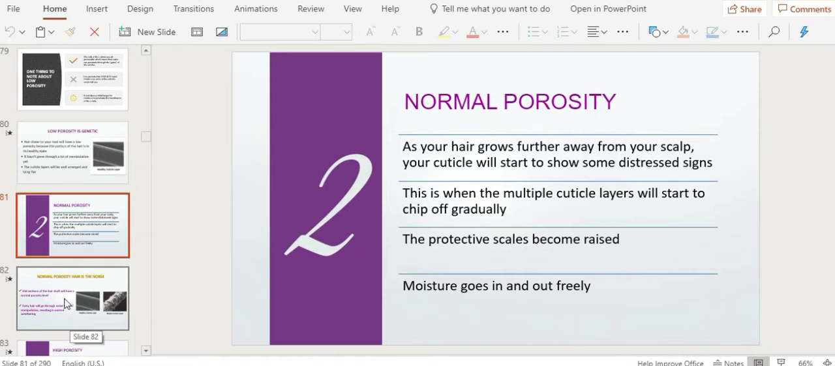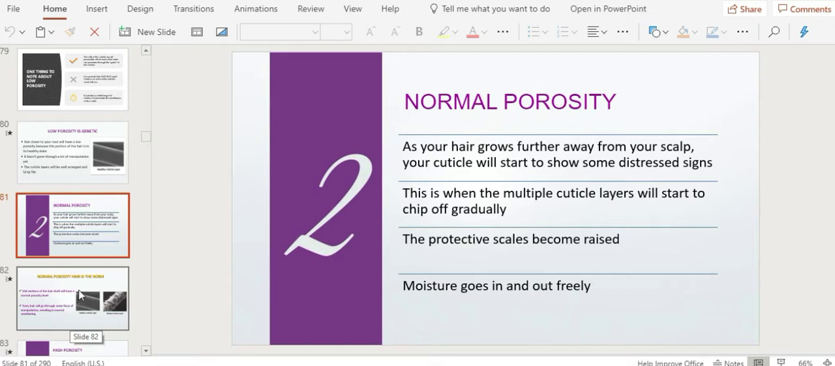And the next type of porosity we have here is normal porosity. So normal porosity is just normal, because your hair will go through some sort of manipulation: combing, twisting, detangling, doing different kinds of hairstyles, crochet or whatnot. So it's completely normal.